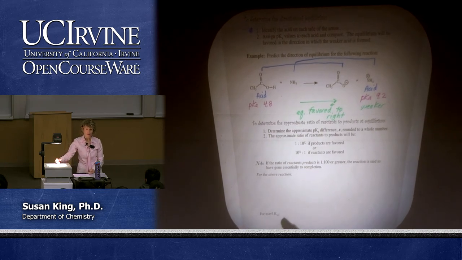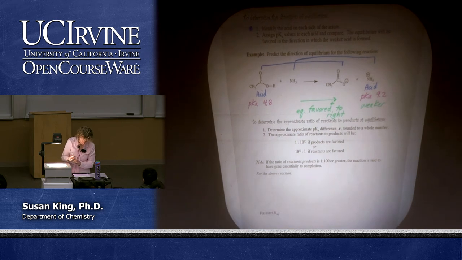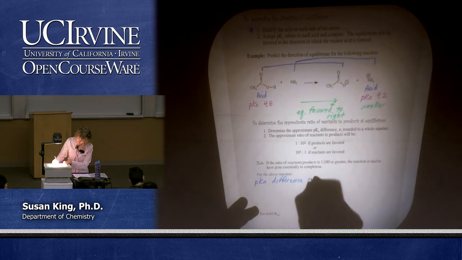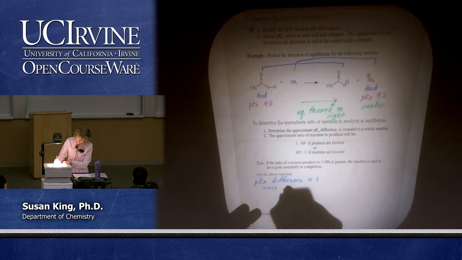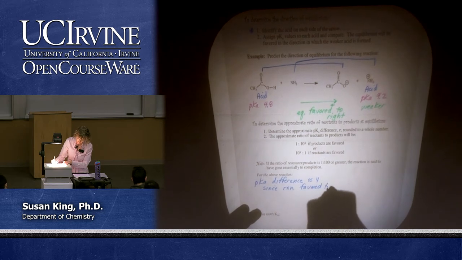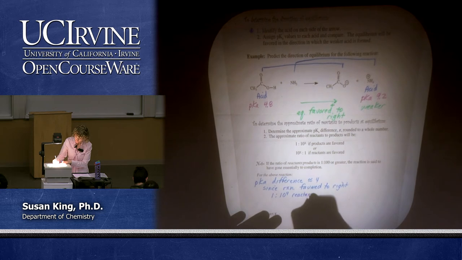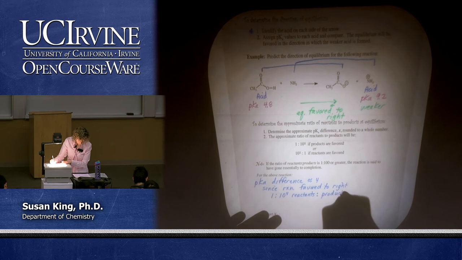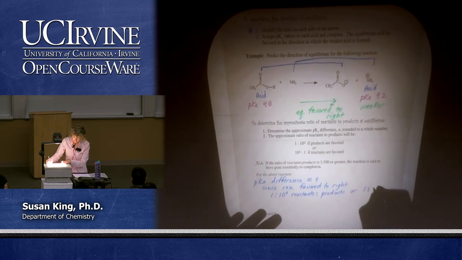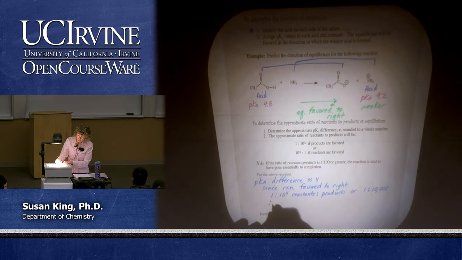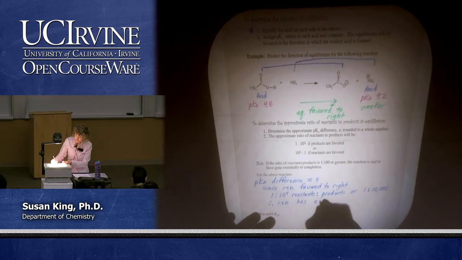If we used pKa's rounded to the nearest 5, it would be 5, right? So it would be either one of those numbers. Since we have exact pKa's here, I'm just going to do the pKa difference as 4. pKa difference is approximately 4. Since the reaction is favored to the right, we have 1 to 10 to the 4th reactants to products, or 1 reactant for every 10,000 products. And so what we can say for this particular example is the reaction has gone essentially to completion.